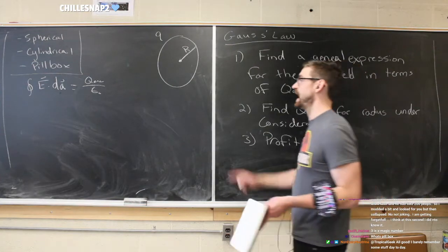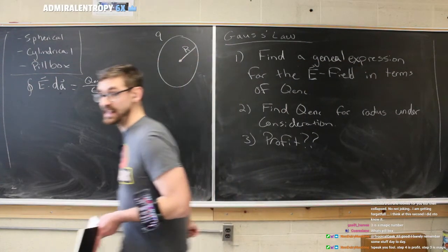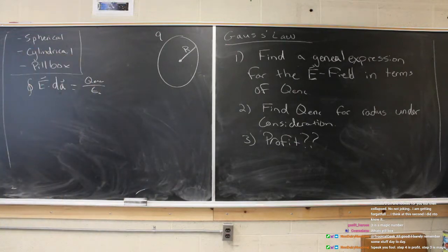So now we have this charged sphere. There is an electric field. Step 4 is profit. Step 3 is magic.